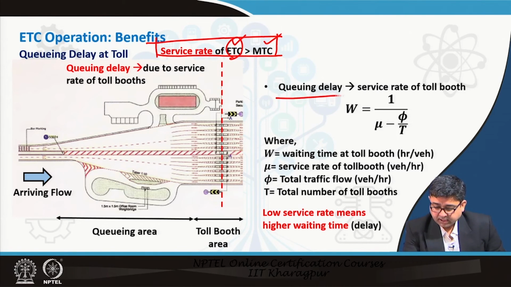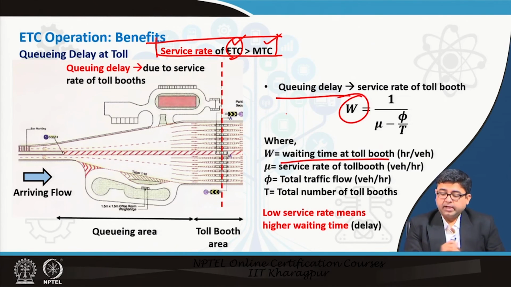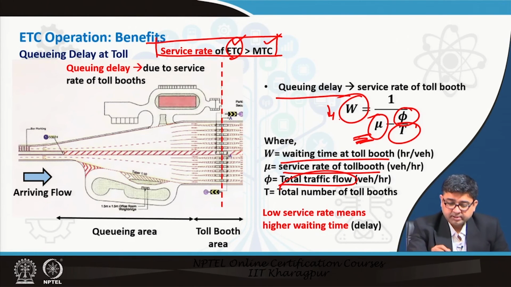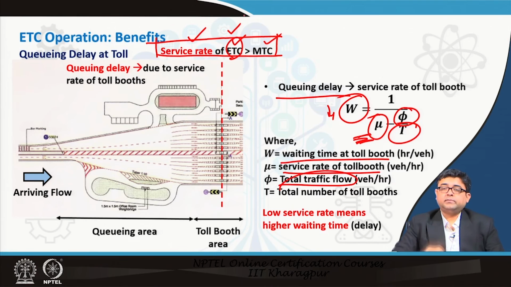How you calculate queuing delay is that the waiting time at the toll booth is calculated. Waiting time at the toll booth is dependent upon the service rate at the toll booth, the total traffic volume that is coming, and also the number of toll booths that are there. So, the service rate is very important. The higher the service rate, the lower will be the wait time at the toll booth. Since the service rate of ETC is greater than the service rate of MTC, that is how electronic toll collection reduces the delay at toll plazas.